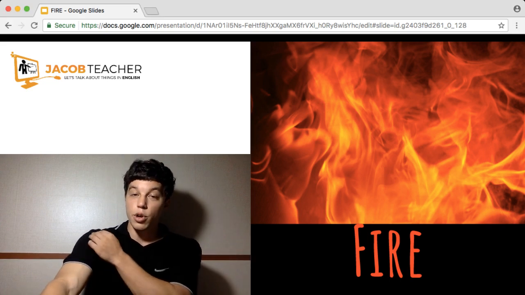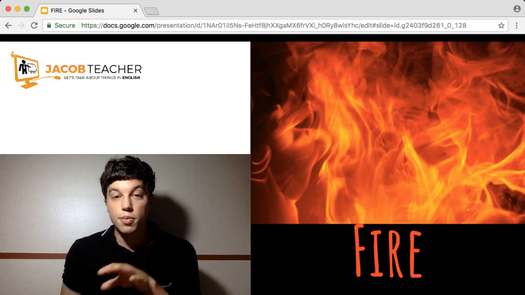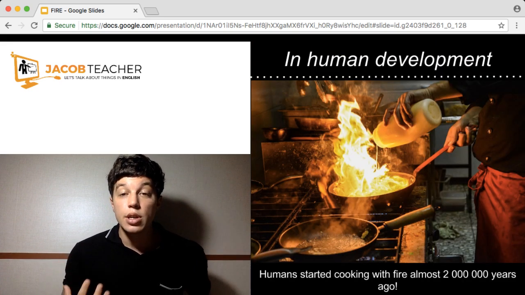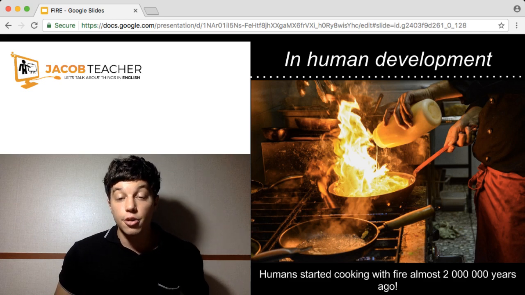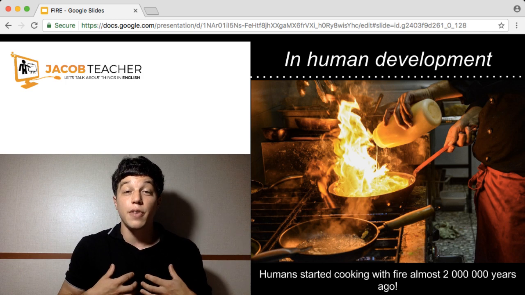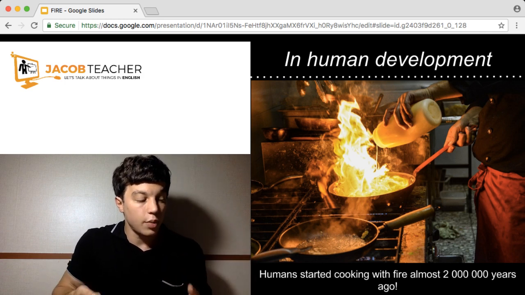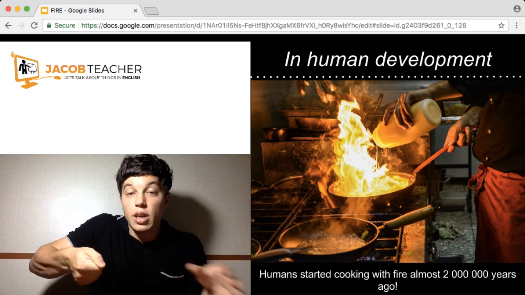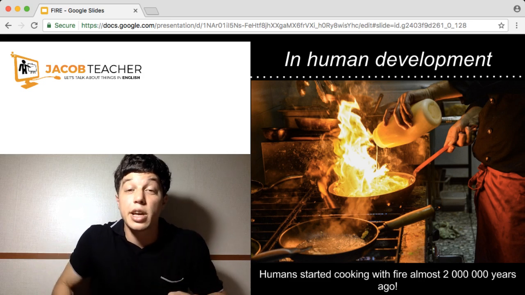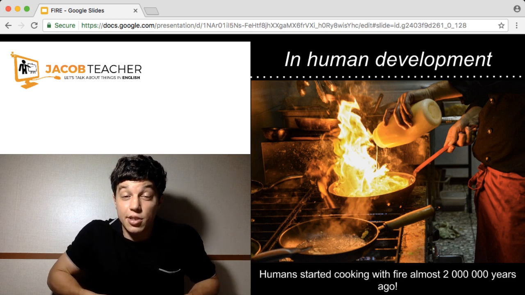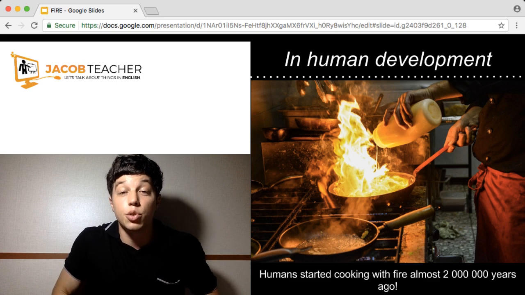Now, fire, of course, is very, very important on many levels, in many areas of life. For one, in human development, humans started cooking with fire almost 2 million years ago. That's a long time, and that was very important in our development because cooking with fire kills bacteria in food. When you cook with fire, it kills the bacteria in that raw food, so it makes it safer to eat. It makes the food easier to digest, too.